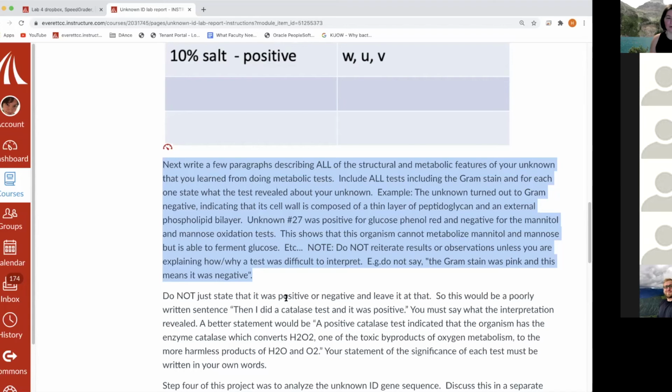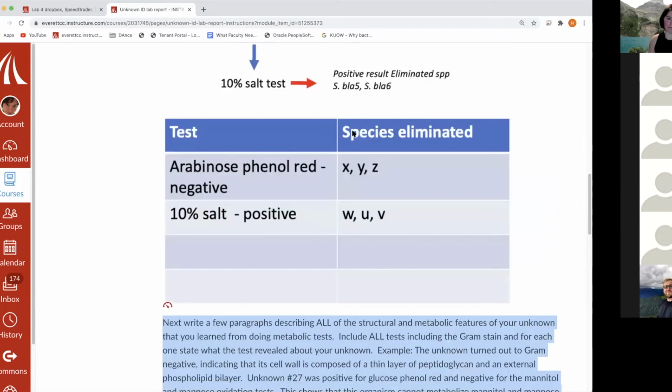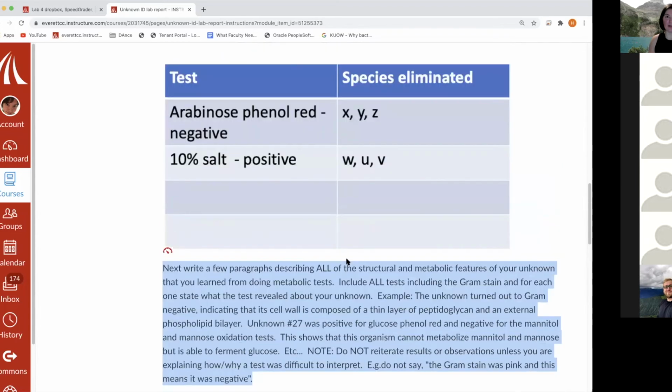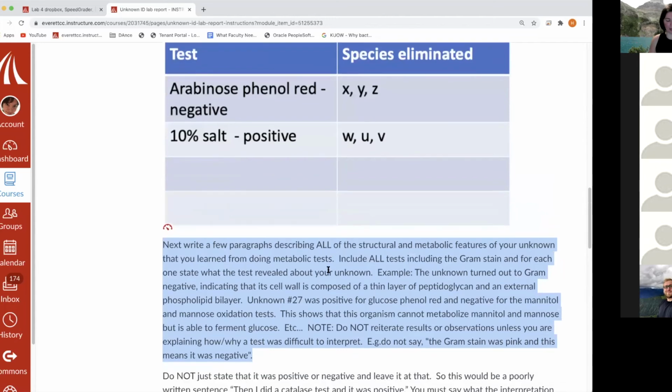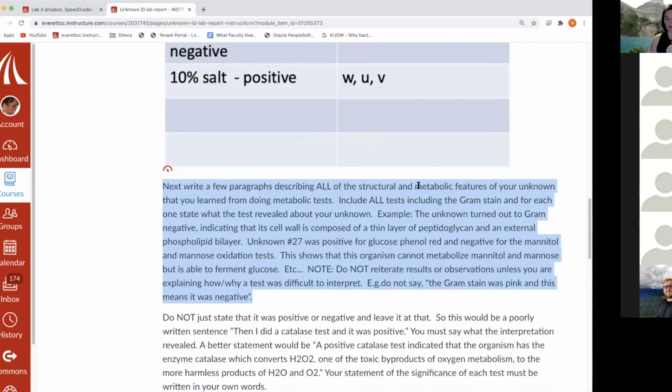After that, you can either run through the eliminations in text, talking about each test in turn and what it was, positive or negative, what it tells you about the organism and what it eliminated, summarizing the number of species. Or you can just follow these instructions where you put all of the information about the structural and metabolic features into one paragraph.